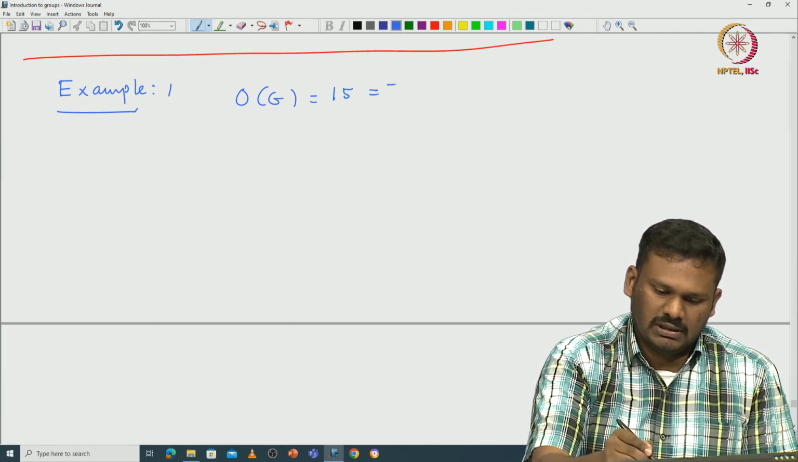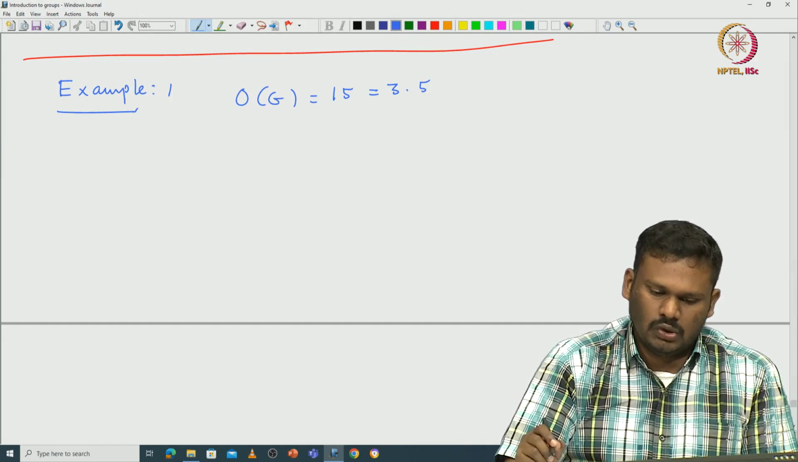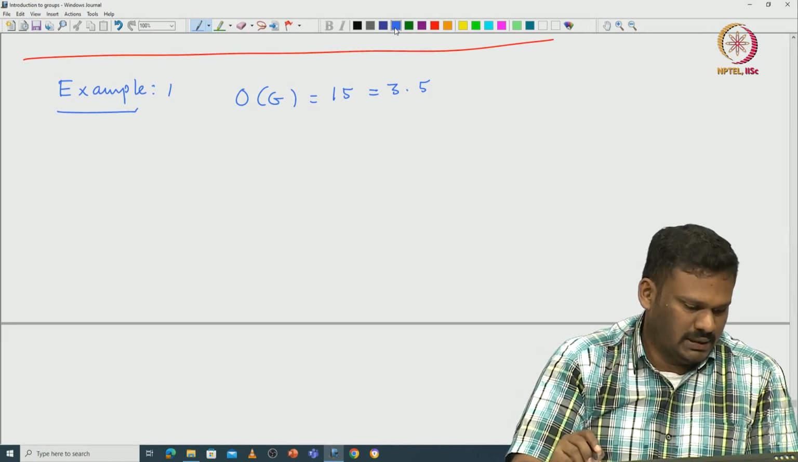So, which is just the prime factorization, 3 into 5. So, our claim is this group is indeed cyclic. So, it must be isomorphic to Z modulo 15Z. Okay, let us see why it is the case.